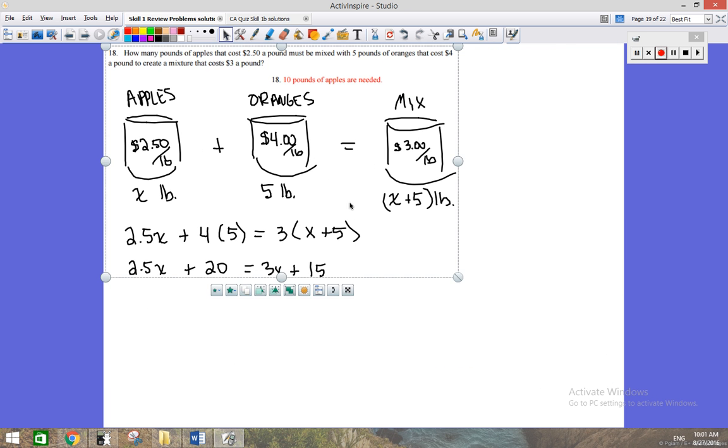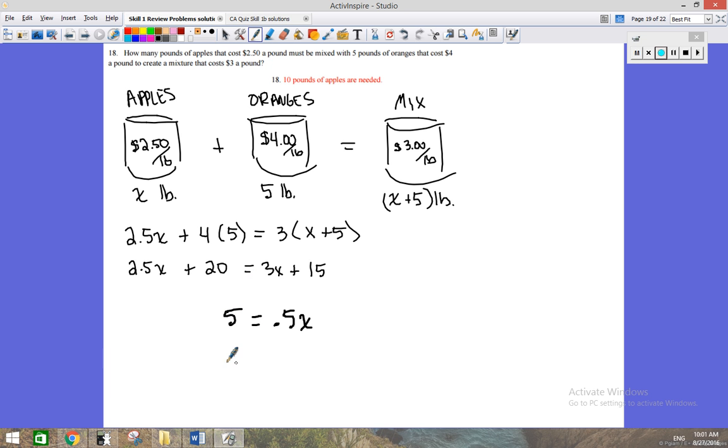Let's get x by itself. If I subtract 2.5x from each side, if I subtract 15 from each side, if I divide by 1/2 is to multiply by 2. So if we need 10 pounds of apples in order to create this desired mixture of apples and oranges, we'll have 15 pounds of this mixture at $3 per pound to sell.